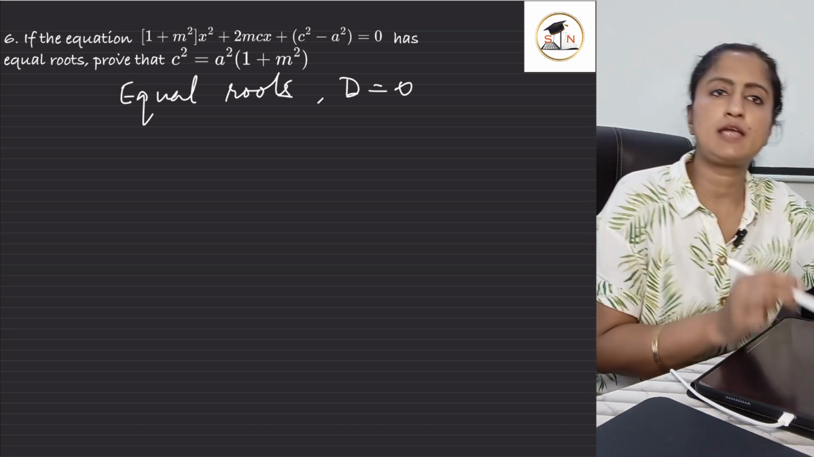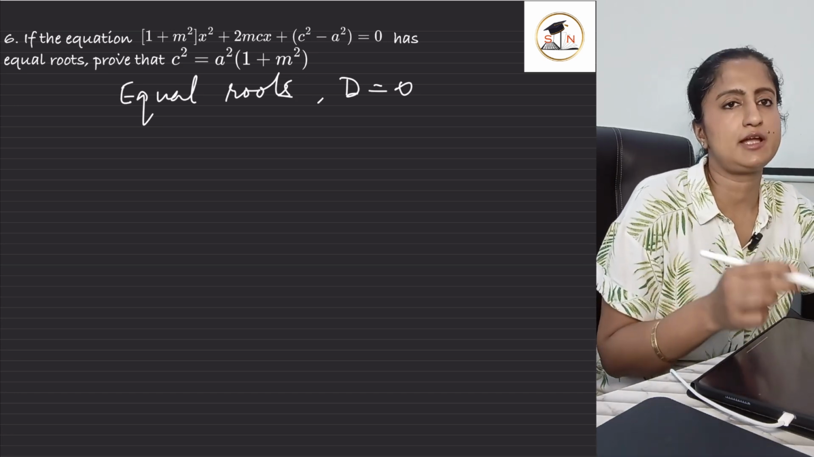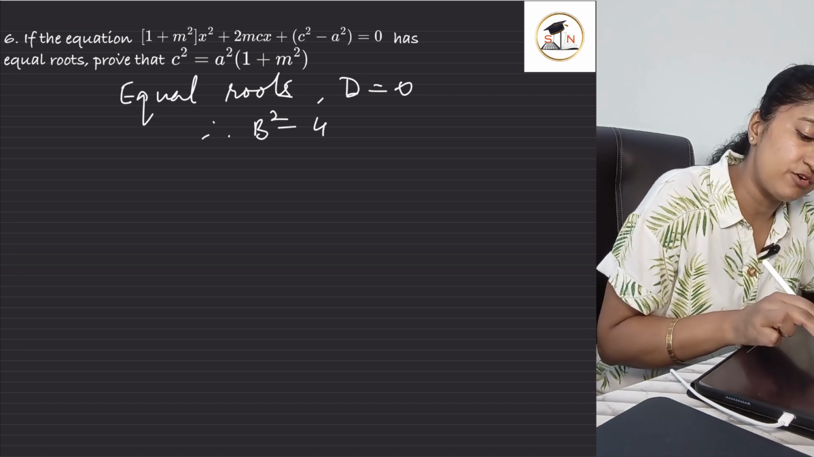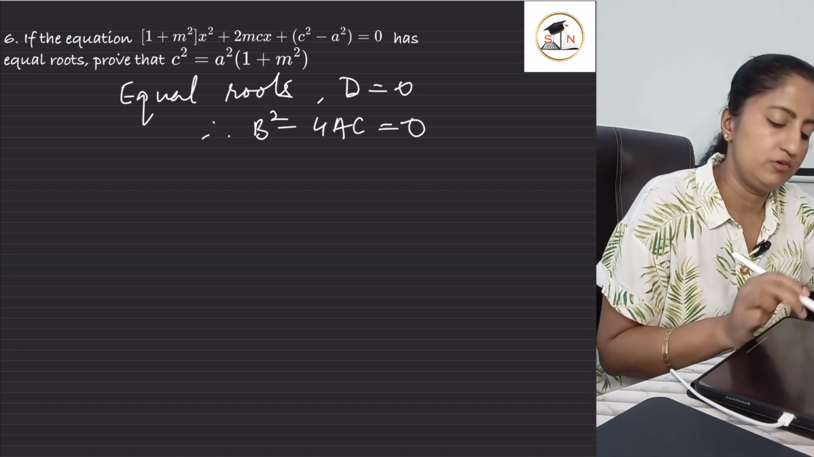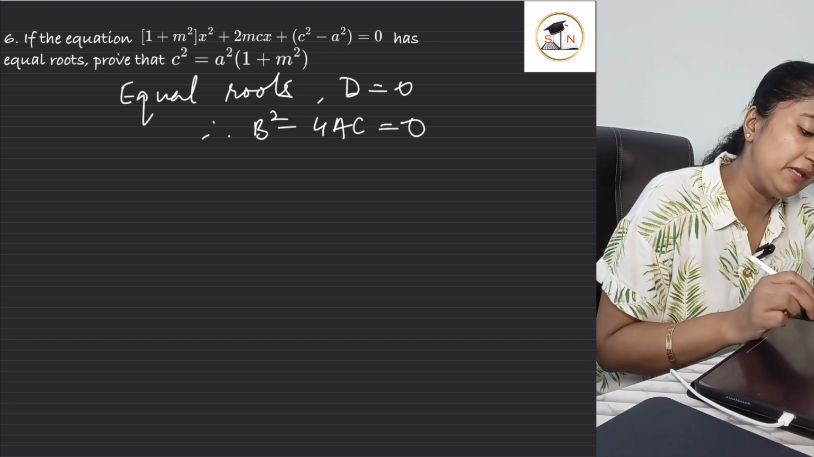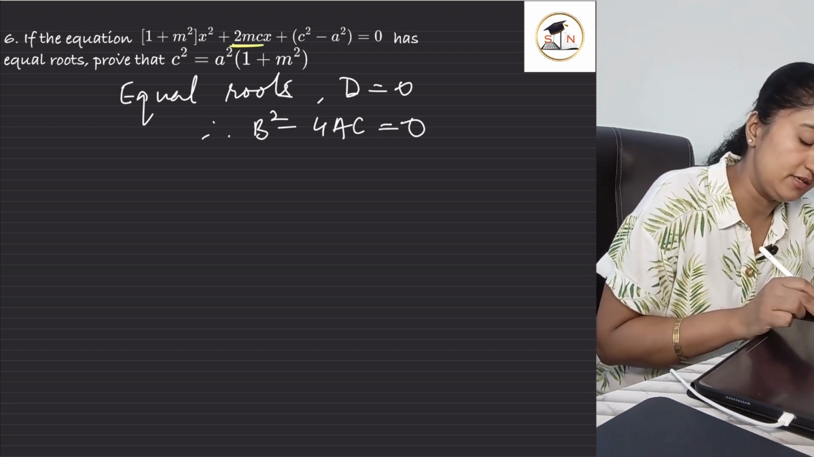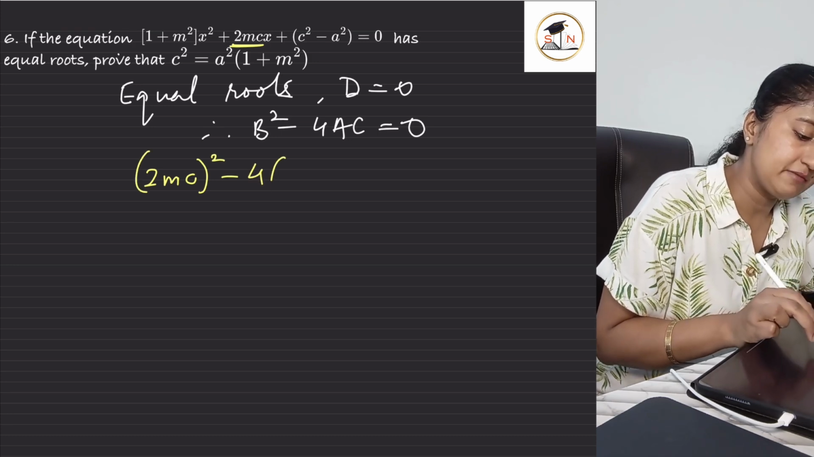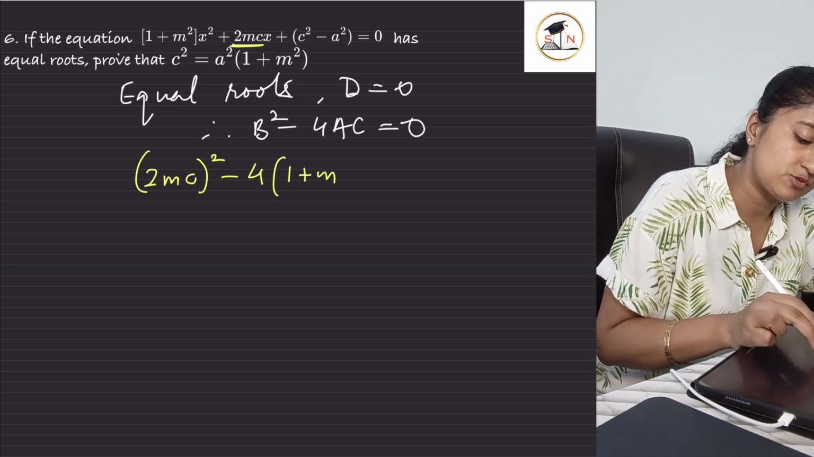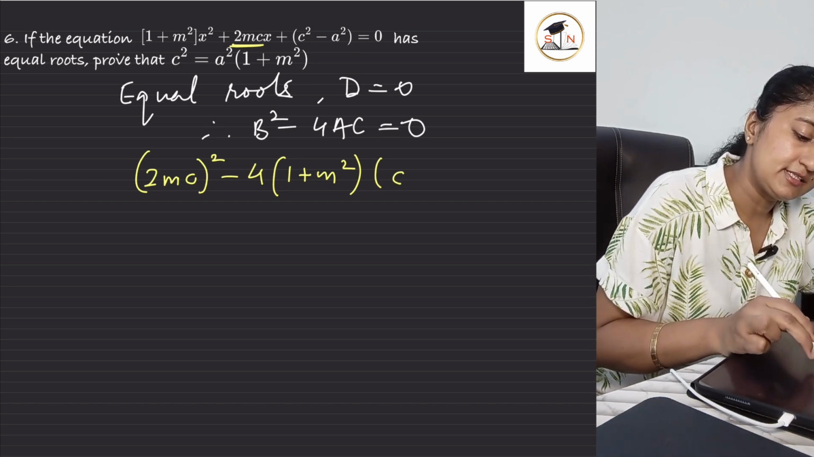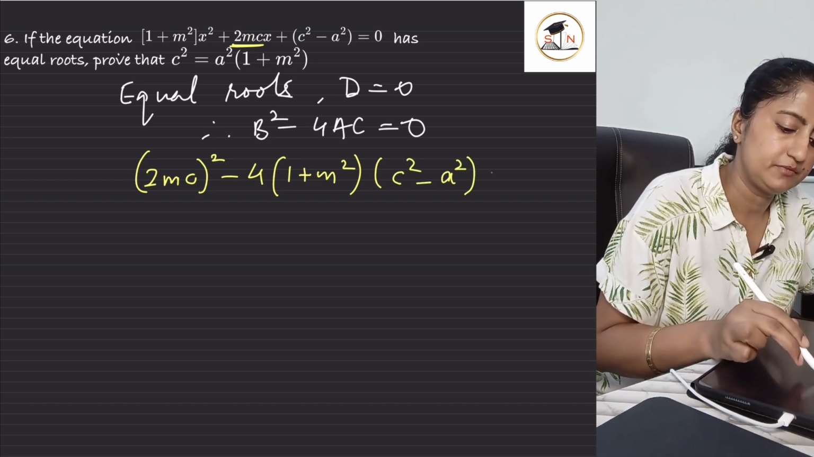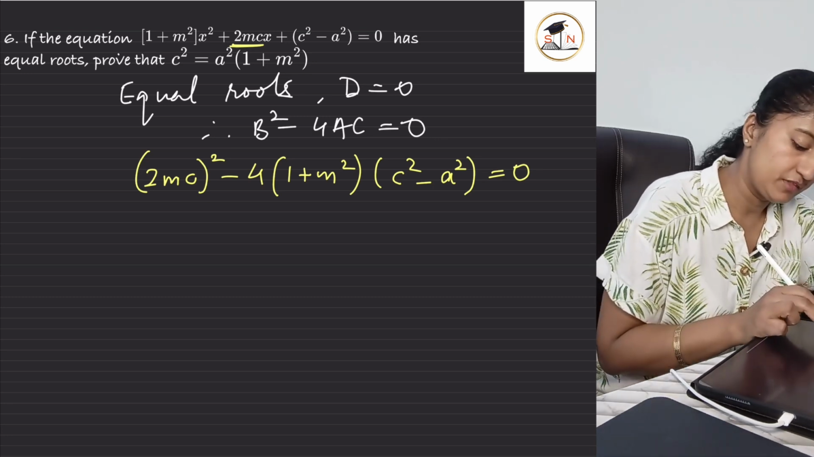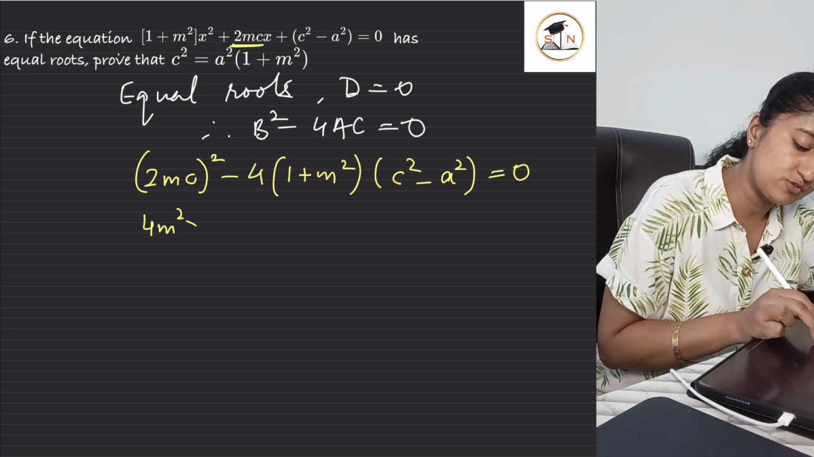And again, this question is using C and A. So I will be using capital B, A, C in order to describe my discriminant. So therefore, B square minus 4AC equals 0. So substituting the values now. What is B? B is 2MC, right? This is what we get. Minus 4 times A. A is 1 plus M square. And C is C square minus A square. It is supposed to be equals to 0. We are just going to simplify things. It gives us 4M square C square.